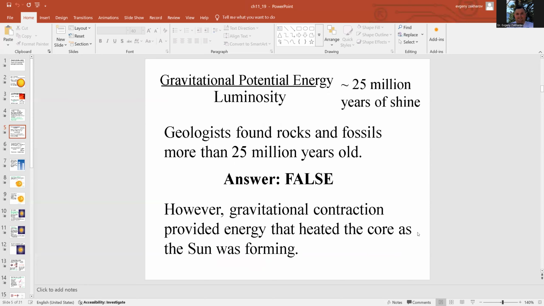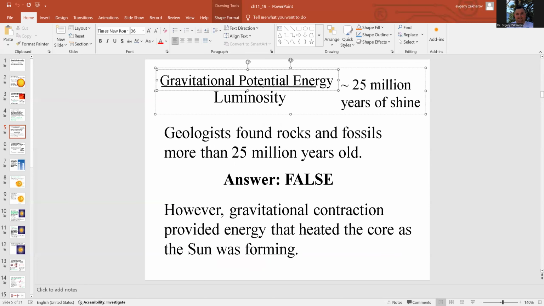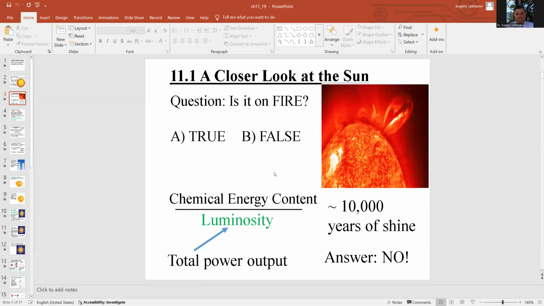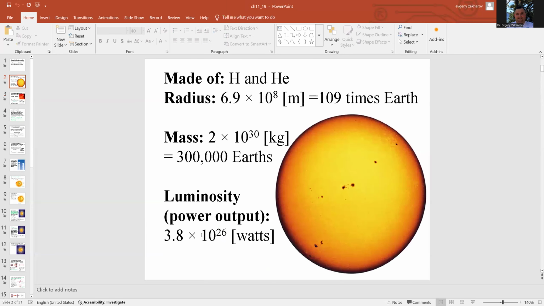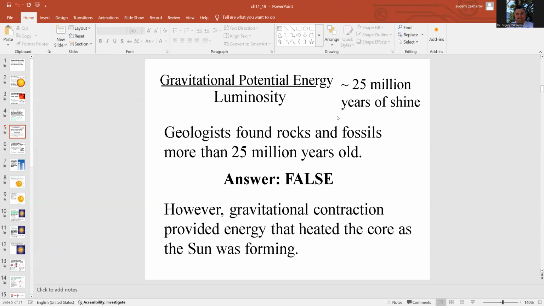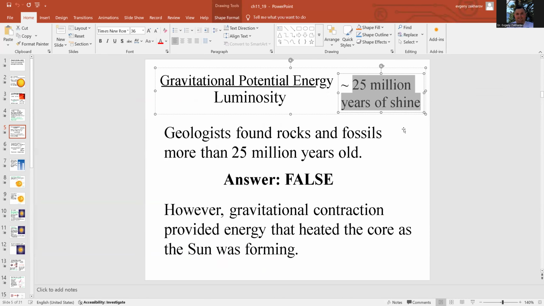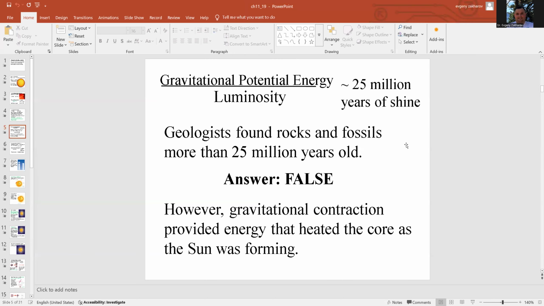So how do we know it's not the case? Well, once again, the gravitational potential energy stored in the sun divided by the luminosity that we measure. Once again, luminosity, the total power output, and you have this crazy number. You're going to get about 25 million years of sunshine. Okay, million. Once again, remember that it's 4.5 billion years, which is like 1,000 times more than millions.